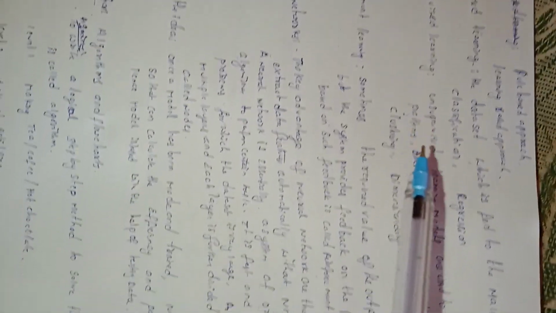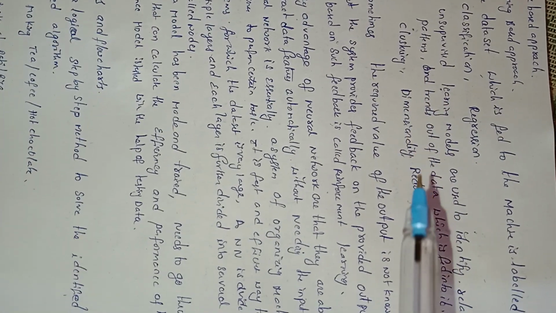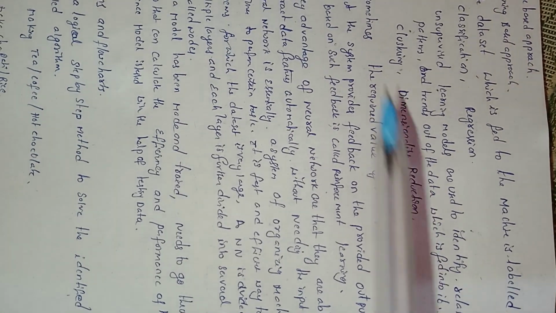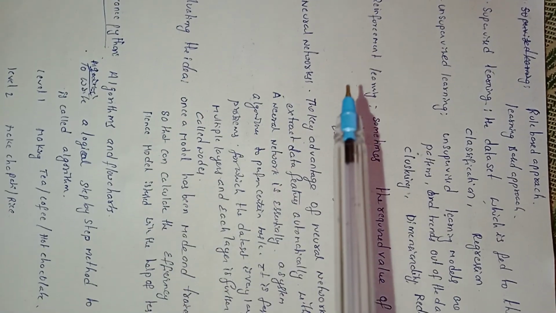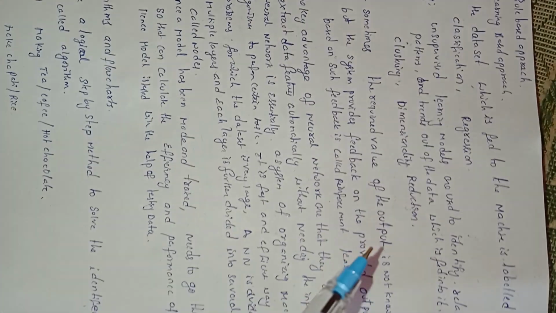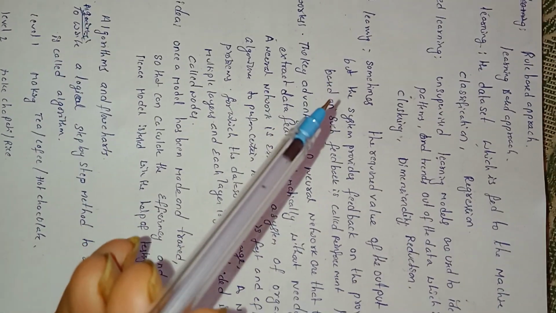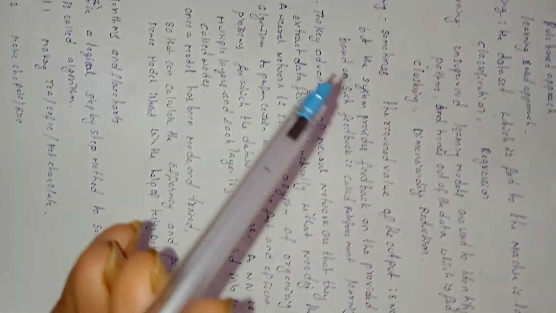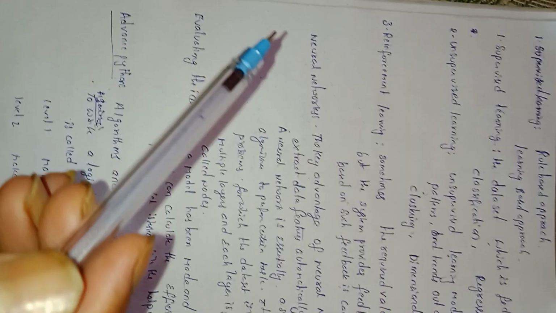Unsupervised learning models are used to identify relationships, patterns and trends out of the data which is fed into them. Clustering, dimensionality reduction. Reinforced learning: sometimes the required value of the output is not known explicitly, but the system provides feedback on the provided output. Learning based on such feedback is called reinforced learning.